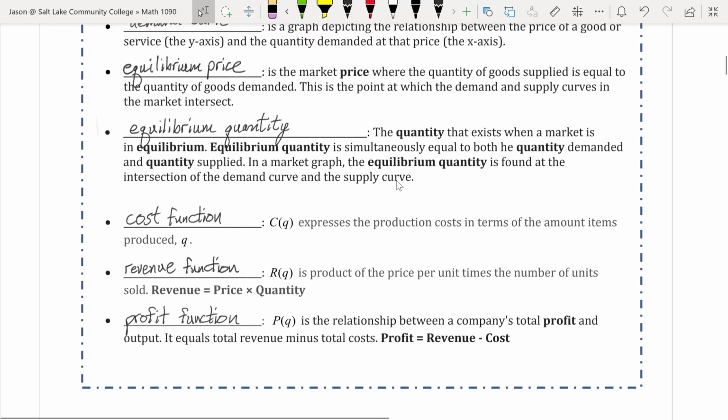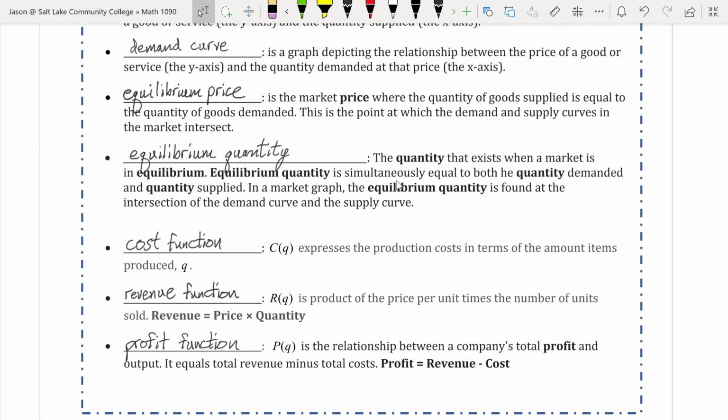A few more definitions here. We have a cost function, often written as C of Q, where Q is quantity, which expresses the production costs in terms of the amount of items produced, Q, or the quantity. A revenue function, R of Q, is the product of the price per unit times the number of units sold. So revenue is always going to equal the price times the quantity.